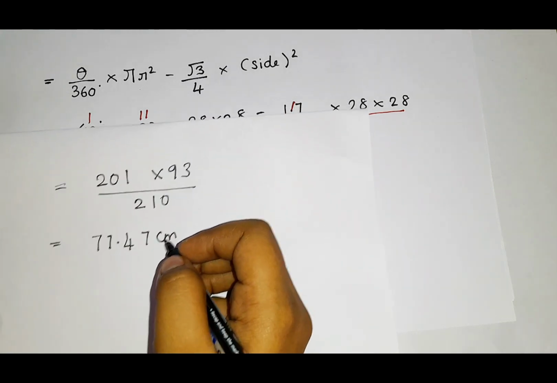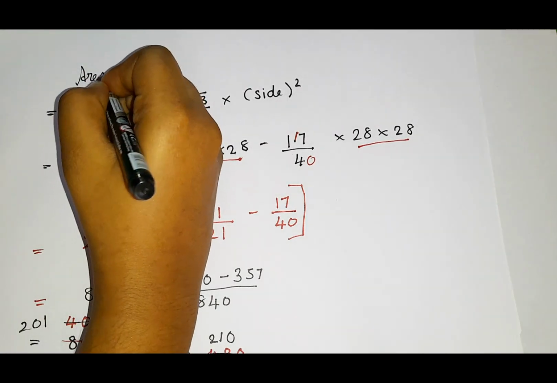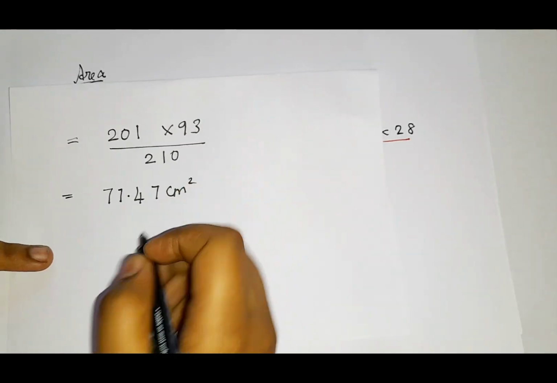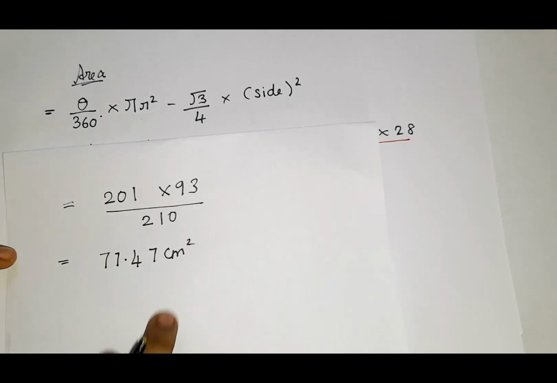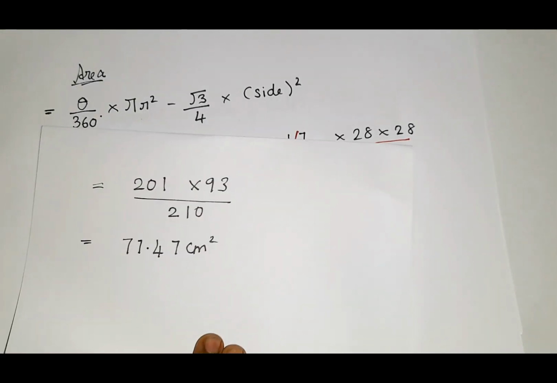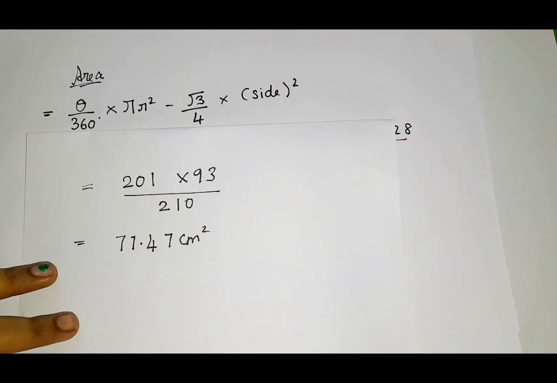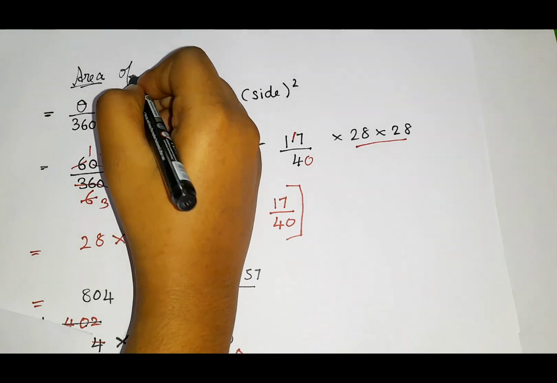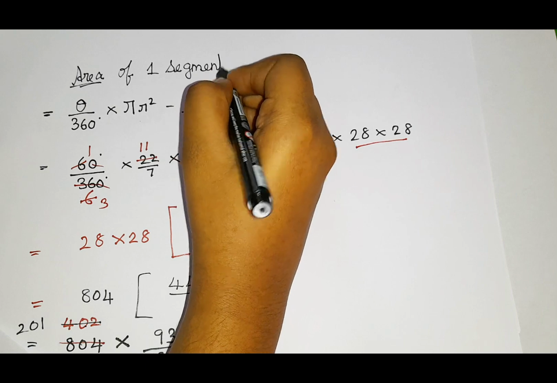Since we found the area, let us write centimeters square. So the area of the segment we found, that's why it is centimeter square. Now finally we got an answer for the area of the segment. And one more thing you guys should know, here we just found the area of one segment. We didn't find the area of 6 segments.